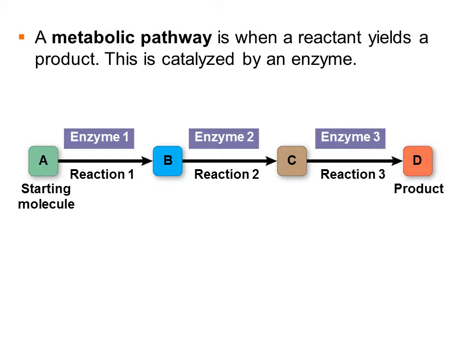Then B becomes a reactant for enzyme 2. Then enzyme 2 will convert reactant B into product C, and so on. So this is how metabolism occurs. It is a series of enzymatic reactions that are ultimately leading to products.